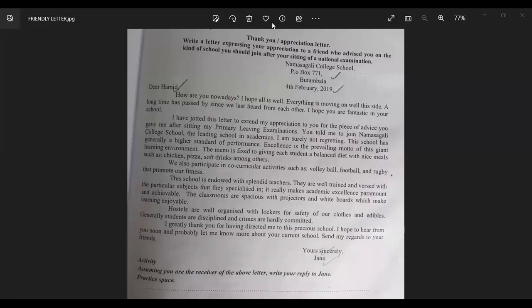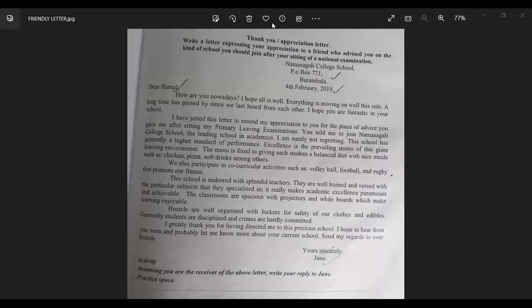When do we start a fresh paragraph? We start a paragraph from the greeting, then you come with the body, also the paragraph.